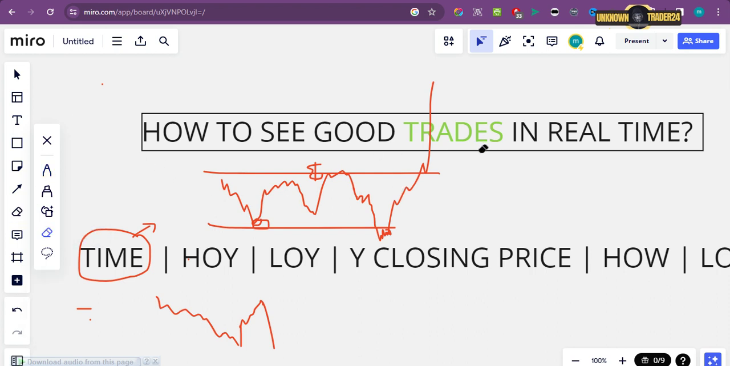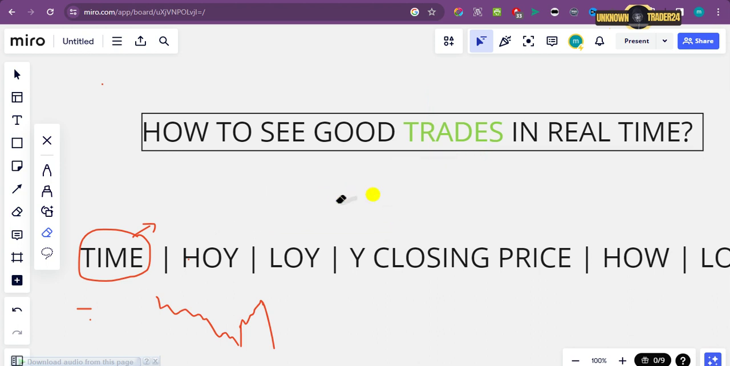Remember, most of the moves are going to come during the New York session. Why? Because at that time, all the liquidity is in the market. There's a lot of order flow, a lot of order blocks, whatever you call it. There are a lot of people in the market. So that's a good time to come to your screen.